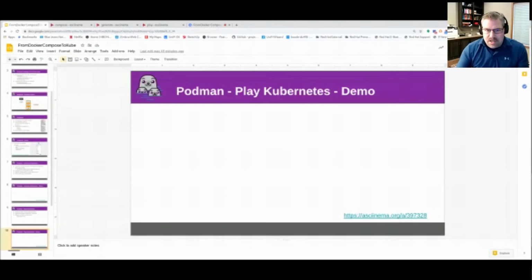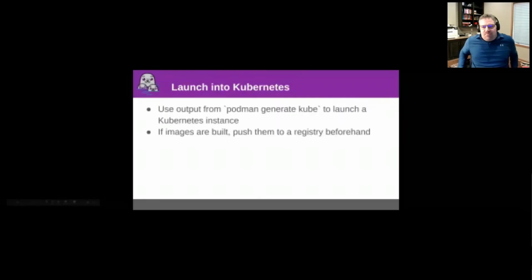And so we're back into the next step. We can use, as I mentioned earlier, the Podman generate kube file to launch in a Kubernetes instance. That's what we were just talking about. One little thing is, if we have images that we specially built for this exercise, you do just need to push those to a registry beforehand. That would be the case with any launch of a Kubernetes instance.